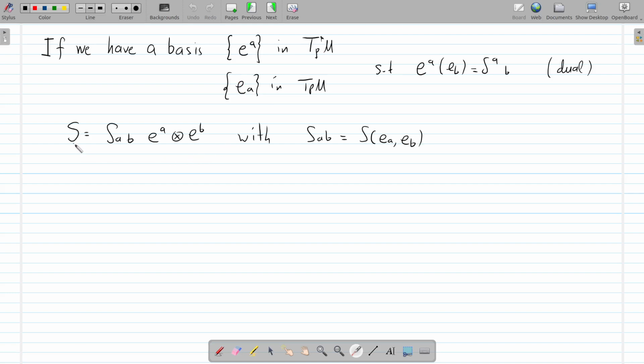So then S can be expressed as a linear combination of the tensor product of any two pairs of the basis E^A in the cotangent space. And those real numbers here are called the components of S in this basis, and they are equal to the action of the 0-2 tensor on the vectors that belong to the basis in the tangent space.